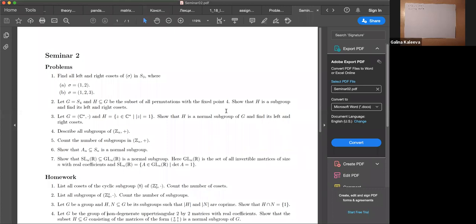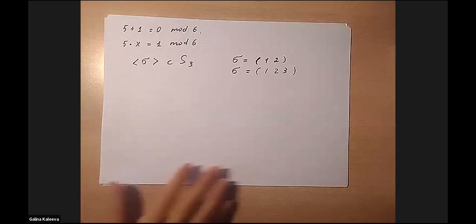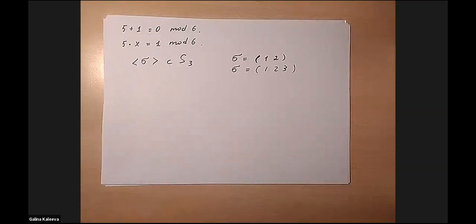Here, you see now our first problem is to find cosets of some subgroups in our symmetric group of order 3, where sigma equals 1, 2, or 1 to 3. So this is our problem, and I'm going to tell you how to solve it, and I hope you'll ask me questions if something is unclear. So let's start with this problem. I hope everyone sees my notes. Yeah, right. Okay.